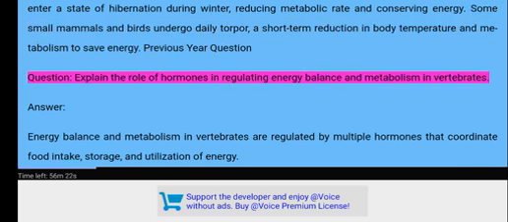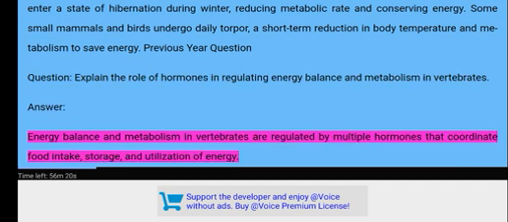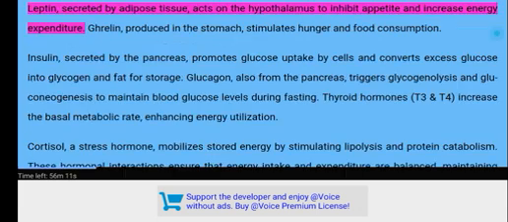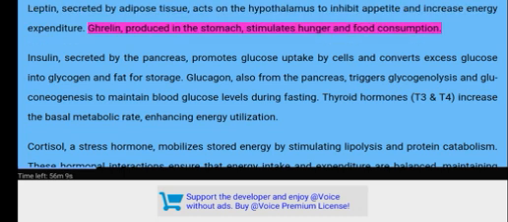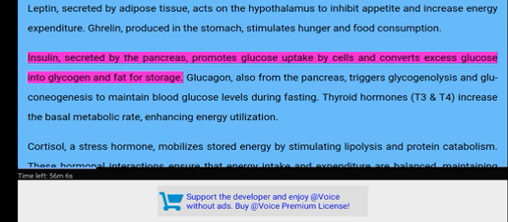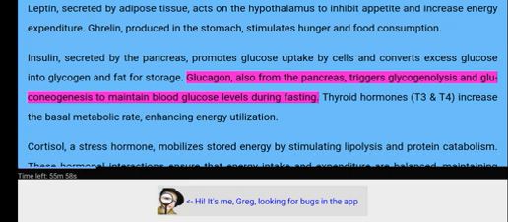Question: Explain the role of hormones in regulating energy balance and metabolism in vertebrates. Answer: Energy balance and metabolism in vertebrates are regulated by multiple hormones that coordinate food intake, storage, and utilization of energy. Leptin, secreted by adipose tissue, acts on the hypothalamus to inhibit appetite and increase energy expenditure. Ghrelin, produced in the stomach, stimulates hunger and food consumption. Insulin, secreted by the pancreas, promotes glucose uptake by cells and converts excess glucose into glycogen and fat for storage. Glucagon, also from the pancreas, triggers glycogenolysis and gluconeogenesis to maintain blood glucose levels during fasting.